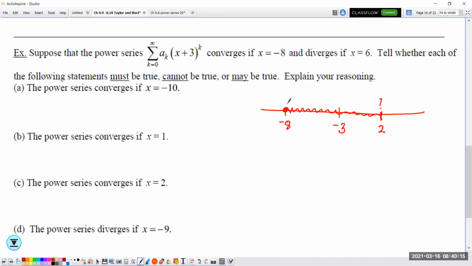Okay, so justification, let's pick a number. Which one are you writing about? Let's say C, right? So this power series converges if x equals 2. What would be the answer? Which one would you choose?